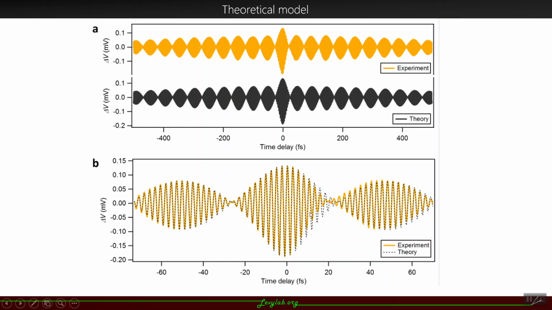When we zoom in around time delay 0, we see a very good agreement between the experiment and the model. There's a slight discrepancy here, the node around 20 femtosecond time delay, and that's due to the slight misalignment of the two pulses in our Michelson interferometer.